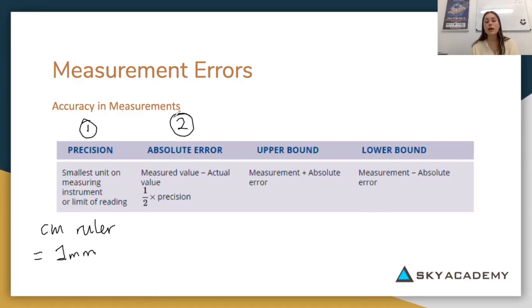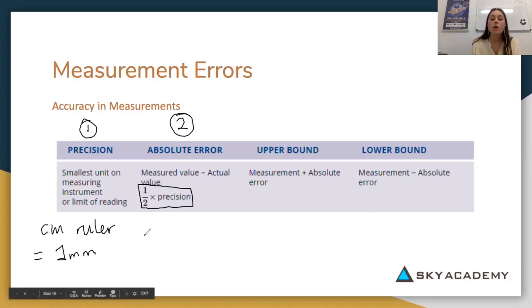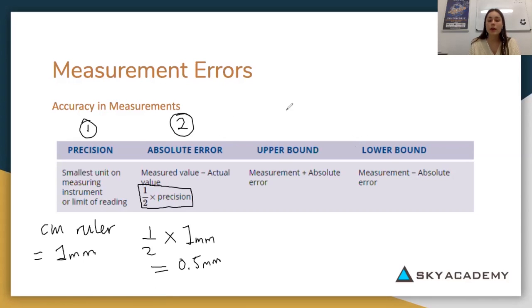Then once you've found that, you can then find the absolute error. And the absolute error is half the precision or half the smallest unit of measurement. So if we were going off our example from the centimeter ruler, we would do 1/2 times by 1 millimeter, and that's going to leave us with 0.5 millimeters. Once you've found the absolute error, you can then find your range, which will be your upper bound and your lower bound.